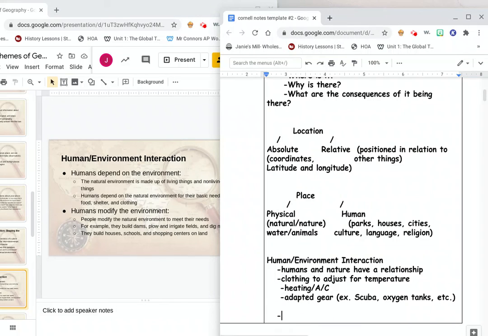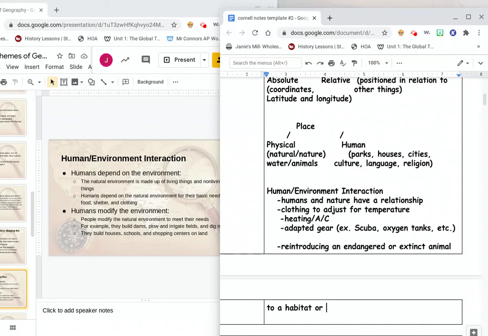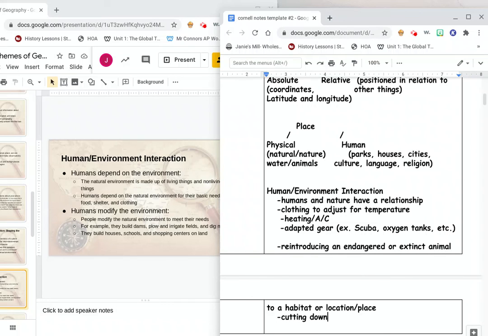Nature can also be influenced by humans. It can be in terms of reintroducing an endangered or extinct animal to a habitat or place or location. It could be in terms of cutting down trees. It could be in terms of something as simple as redeveloping land or building on it.